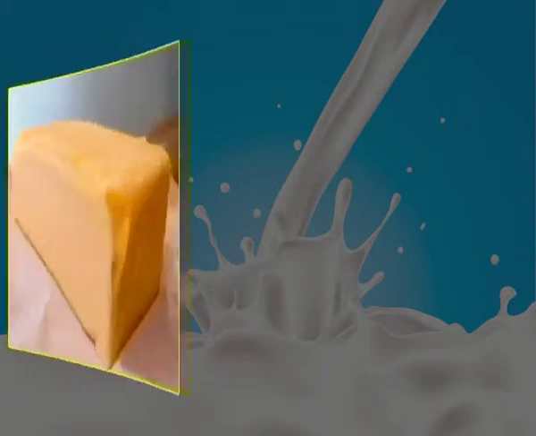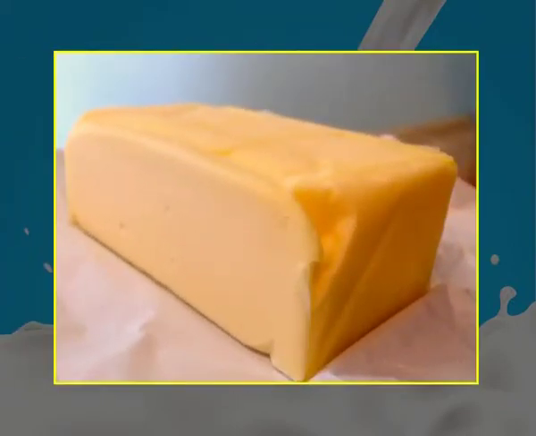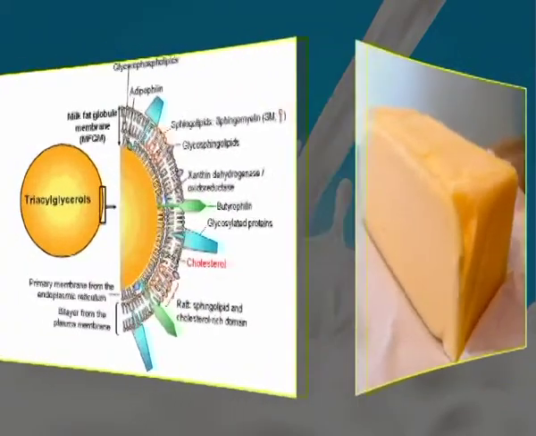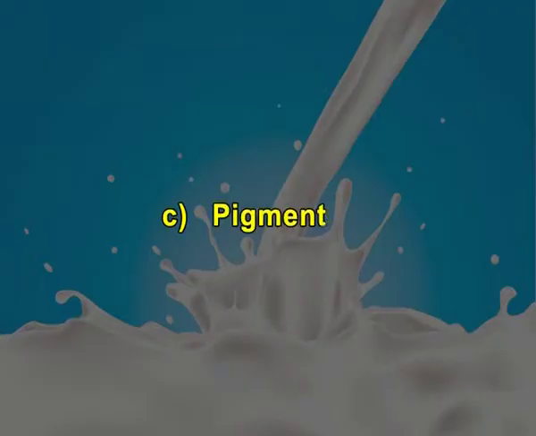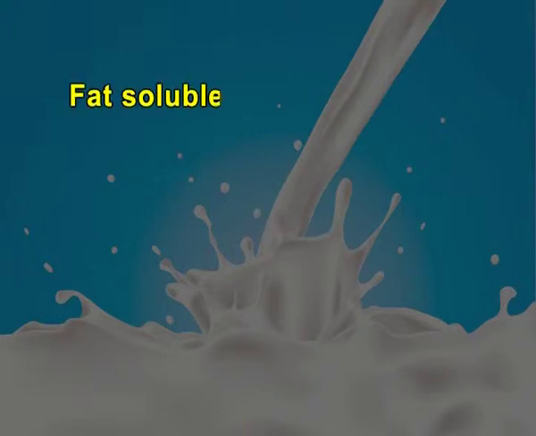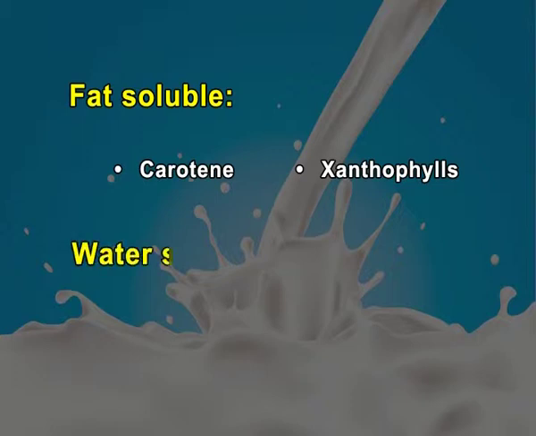Cholesterol. This appears to be present in true solution in the fat. It is part of the fat globule membrane complex and in complex formation with protein, the non-fat portion of the milk. Pigments. These are fat-soluble, such as carotene and xanthophylls, and water-soluble, such as riboflavin.